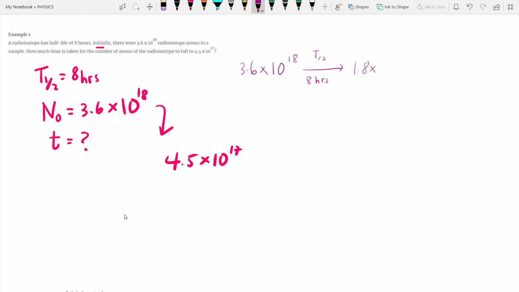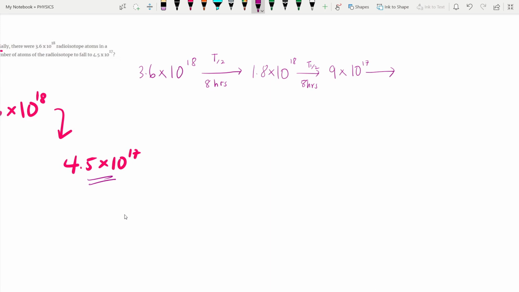1.8 times 10 to the power of 18. Okay, and then kita tak dapat lagi berapa yang kita nak. So kita kena bahagi dua lagi. So another 8 hours. Okay, which means another T half. Kita akan dapat 9 times 10 to the power of 17. Alright. And then kita tak dapat lagi. Kita nak jumlah yang ni. Okay. So kita bahagi dua lagi. Okay, kita bahagi dua lagi. Kita akan dapat 4.5 times 10 to the power of 17.